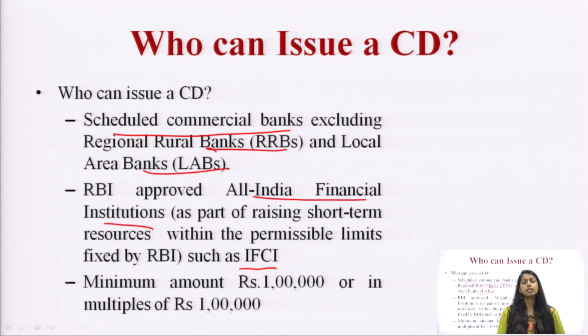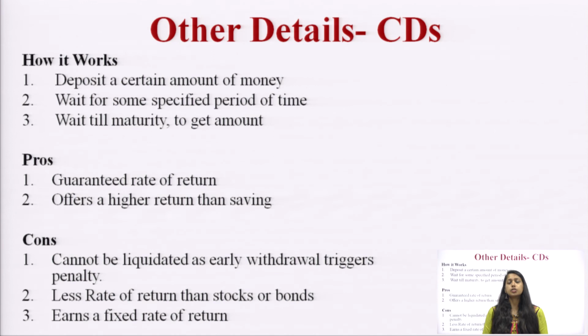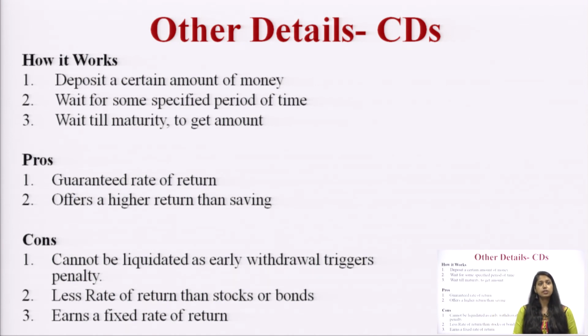The next thing is the minimum amount that you need for this. I told you that in case of T-bills the minimum amount is 25,000. However, in the case of certificate of deposits, the minimum amount that you need is 1 lakh rupees or anything in the multiples of 1 lakh. So, it has to be 1 lakh, 2 lakh, 3 lakh, 4 lakh. No amount like 1,50,000, no amount like 1,75,000, no amount like 1,80,000. It has to be in the multiples of 1 lakh.